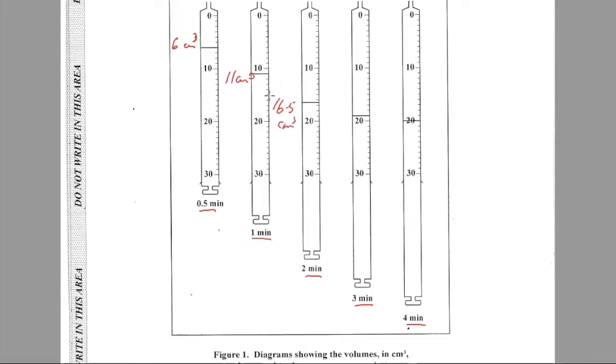At minute 3, this is 19 cm³. At minute 4, the last one, we have, right, 20, sitting exactly in the middle of 20. So this is 20 cm³. So we're going to take these readings and fill them out in our table.